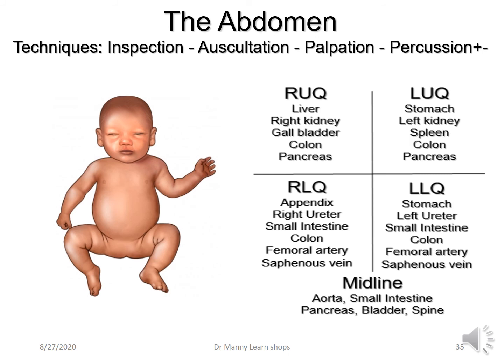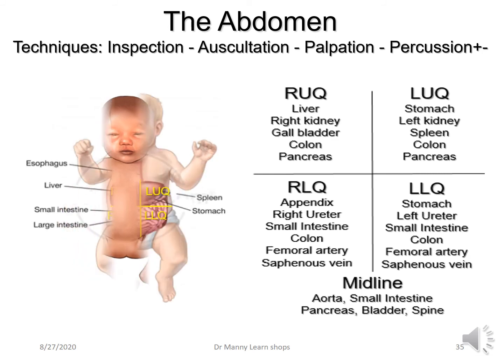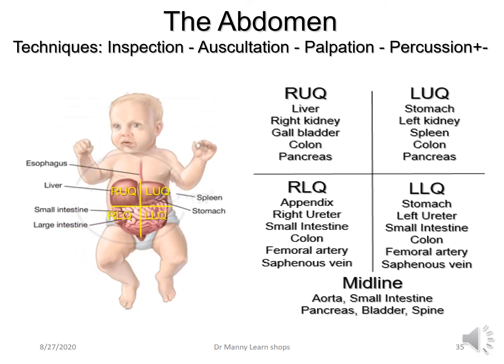When we assess the abdomen using inspection, auscultation, palpation, plus or minus percussion if required, we typically divide the abdomen into 4 sections or 4 quadrants. The right upper quadrant, the left upper quadrant, the right lower quadrant, and the left lower quadrant. Within these quadrants, the right upper quadrant typically contains the liver, right kidney, gallbladder, parts of the colon and pancreas. The right lower quadrant contains the appendix, right ureter, parts of the small intestine and colon, and segments of the right femoral artery and right saphenous vein.